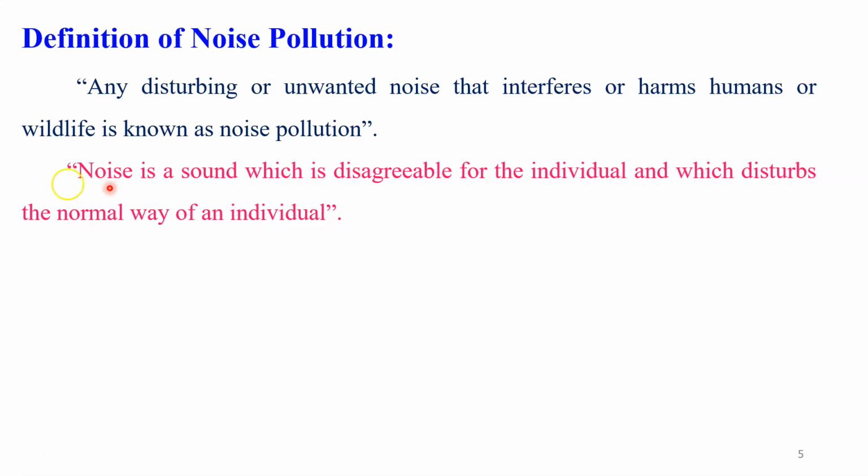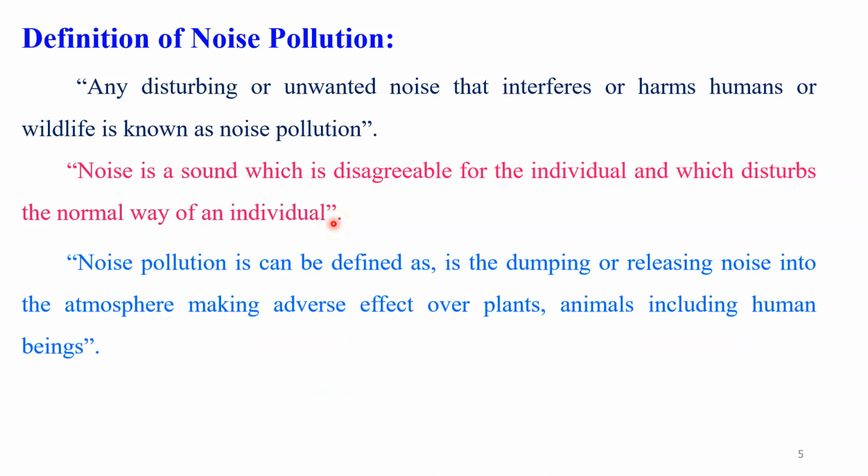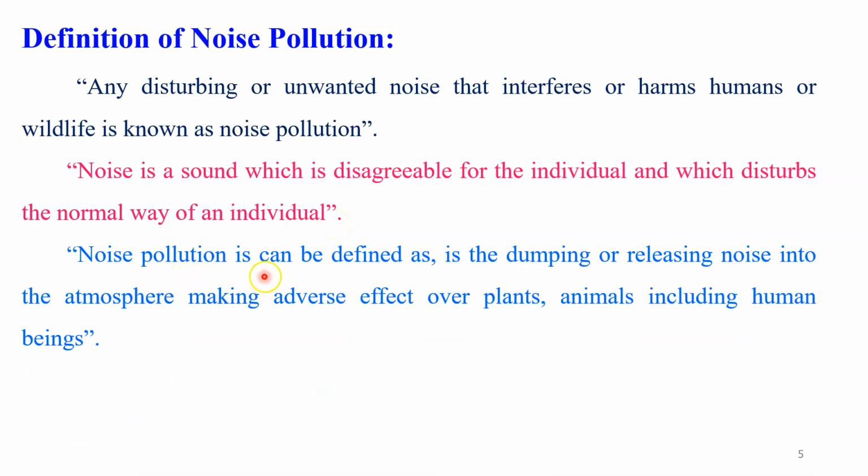Second definition is also very important. Noise is a sound which is disagreeable for the individual and which disturbs the normal way of the individual. Means what? At an individual level, we are not able to tolerate the intensity of the noise, the intensity of the sound, then it is called noise pollution. Third definition is also very important. Noise pollution can be defined as the dumping or releasing of noise into the atmosphere, making an adverse effect on plants, animals, yes, including human beings also. It means what? When the limit of the noise or the sound is more than 85 or the normal limit, then yes, it affects adversely or negatively the plants, animals, birds and human beings also. Then it is called noise pollution.